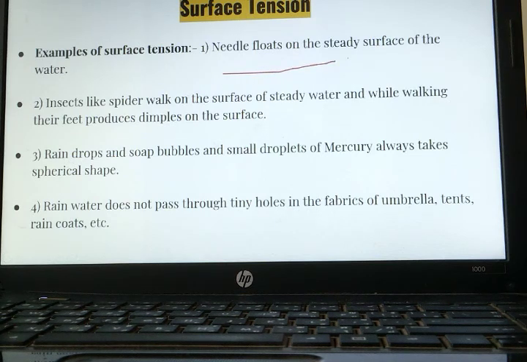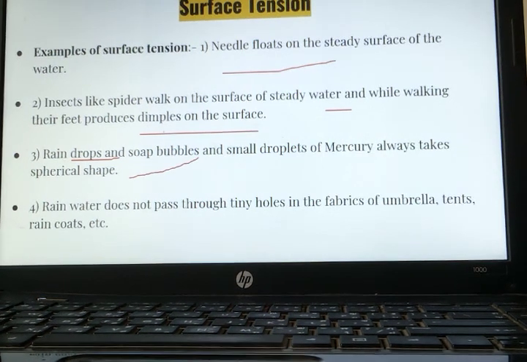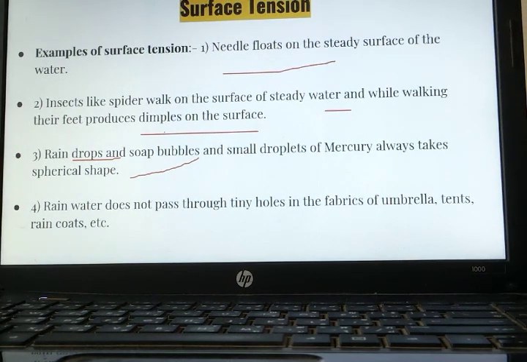Examples: needles float on the steady surface of water. Insects like spiders walk on the surface of steady water. While walking, their feet produce dimples on the surface. Raindrops, soap bubbles and small droplets of mercury take a spherical shape. If you see raindrops and soap bubbles, as soon as they come to the ground, they are in a spherical shape. Why? Because in that shape they have minimum area.